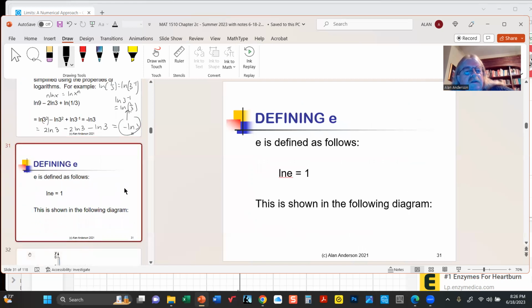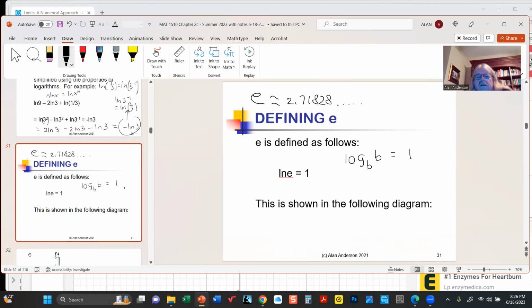Okay, now e comes back here. Now remember, e is approximately 2.71828. And just don't forget, log e is just 1. Okay. So in general, there's the log, for example, of base 10 of 10 would be 1 because 10 to the first equals 10.